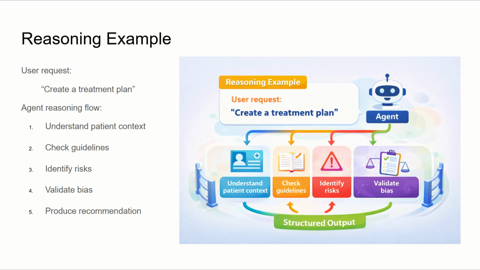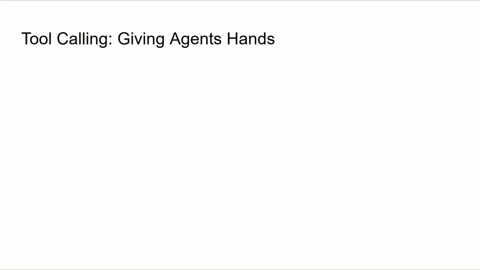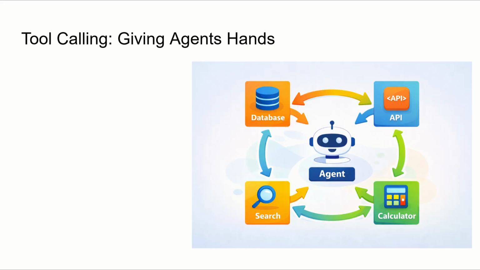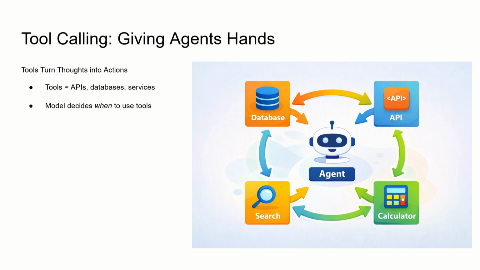Reasoning alone is not enough. To operate in the real world, agents need tools. Tools are things like APIs, databases, and services. The important detail here is control. The model does not randomly call tools. It decides when a tool is needed. When a tool is called, it returns structured output, not free text. The agent then reasons on that output and decides the next step.